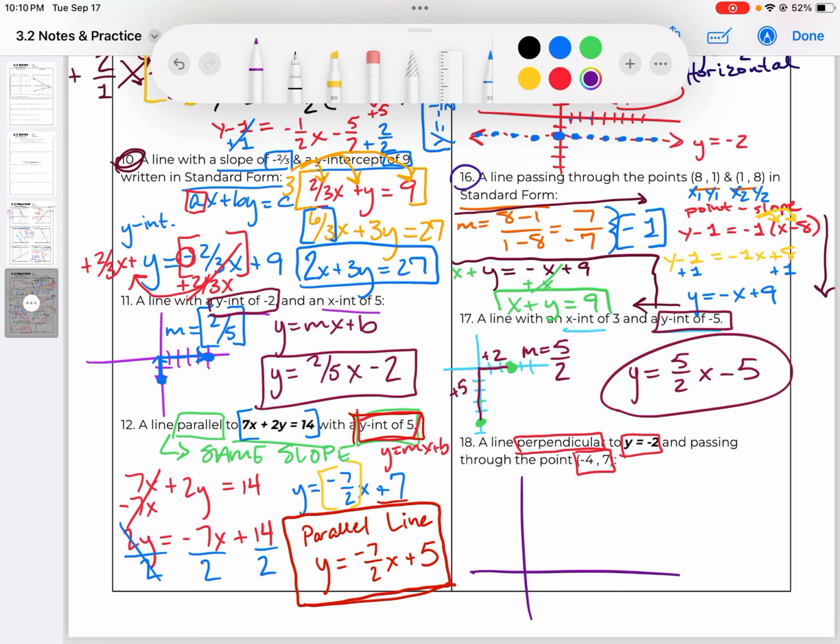All right, this graph will look more like this. 1, 2, 3, 4, 5, 6, 7, 8. 1, 2, 3, 4. That's going to be good enough. All right, I got a horizontal line at y equals -2. That means it goes horizontally right there with 0 slope. All right, slope equals 0.